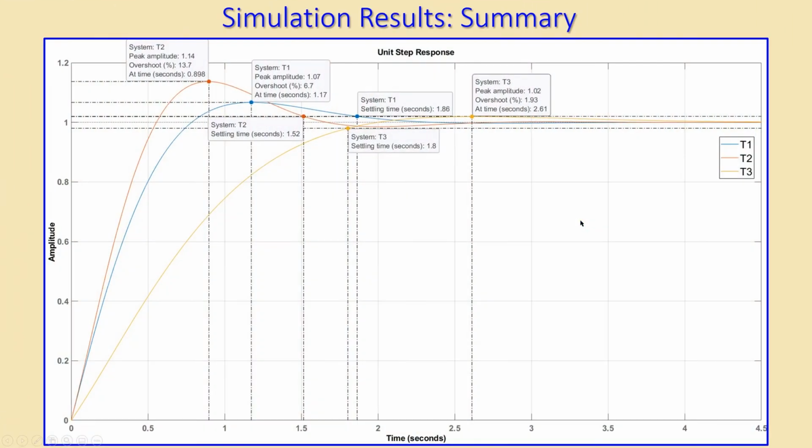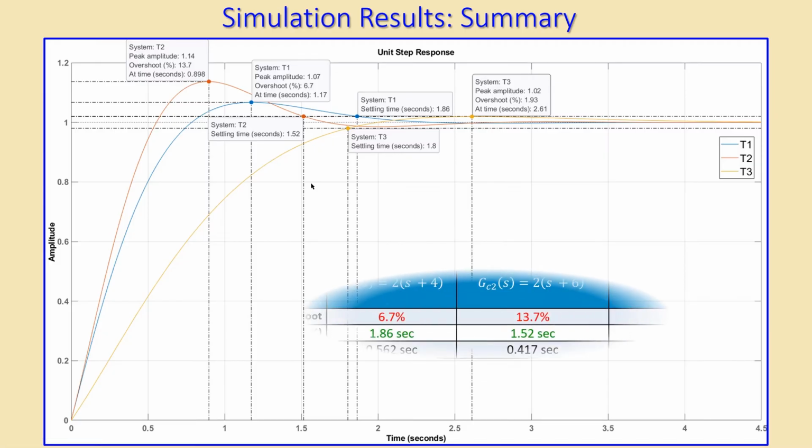The summary of the result: I have now plotted all the unit step responses for the closed-loop systems. T1 is the closed-loop system, shown here in blue, with the original design PD controller. The orange one, T2, is the one with the PD controller tuned by shifting the 0 to the left-hand side. And the yellow line is the one where we have decreased the PD controller gain from 2 to 0.75, and T3 is then the closed-loop system using that controller.